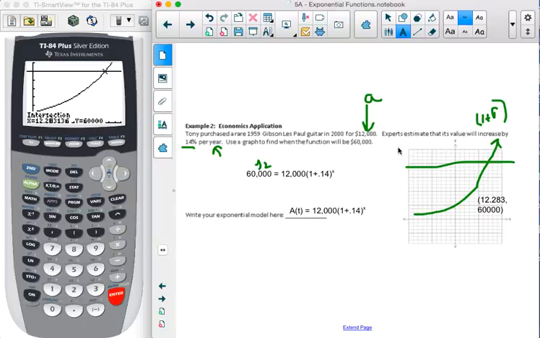It says experts estimate, basically when will it equal this? So 12.283 years after 2000. So I could write my answer something like in the year 2012. Now I could get very specific, and we can talk about this in class.